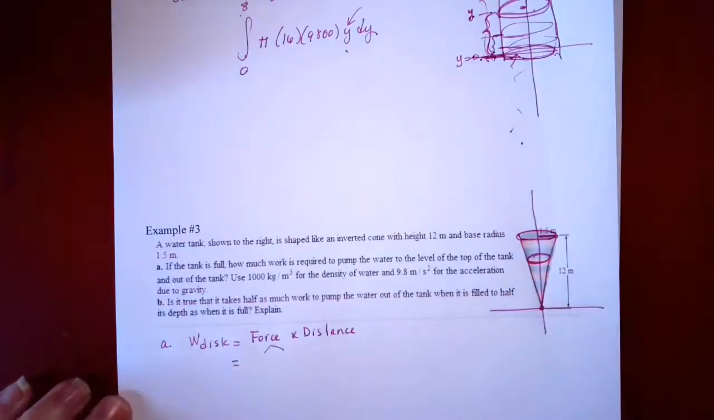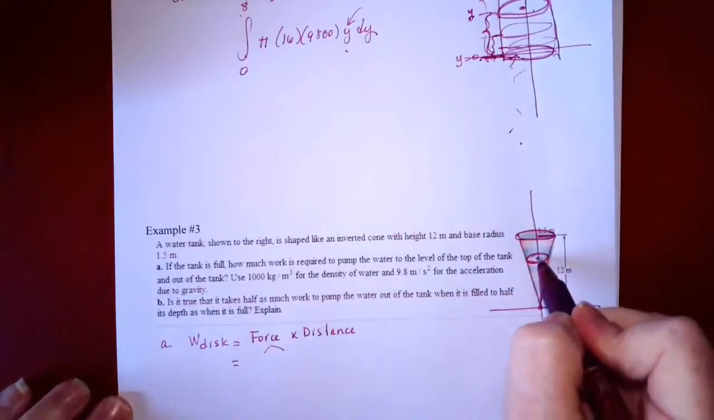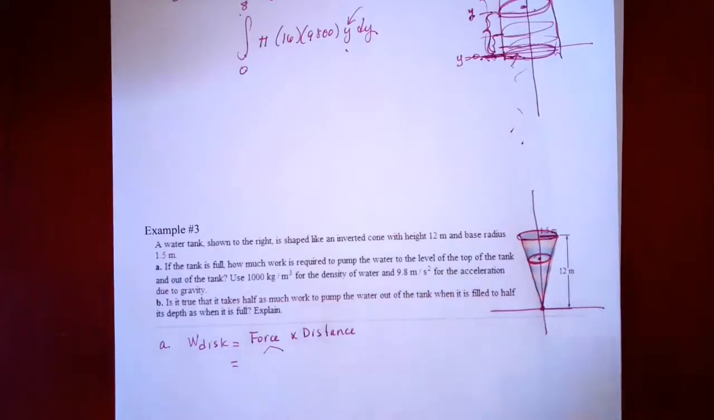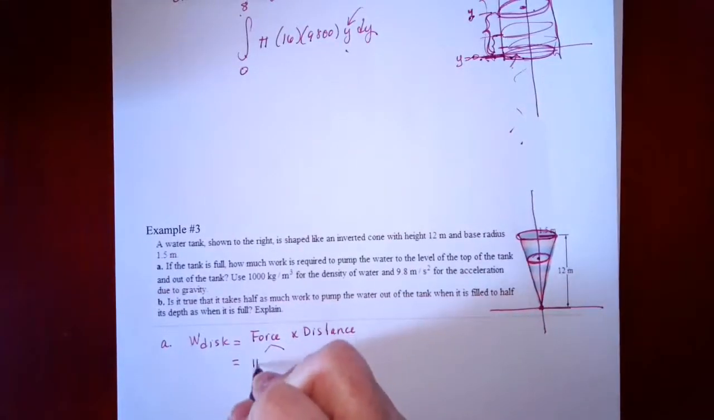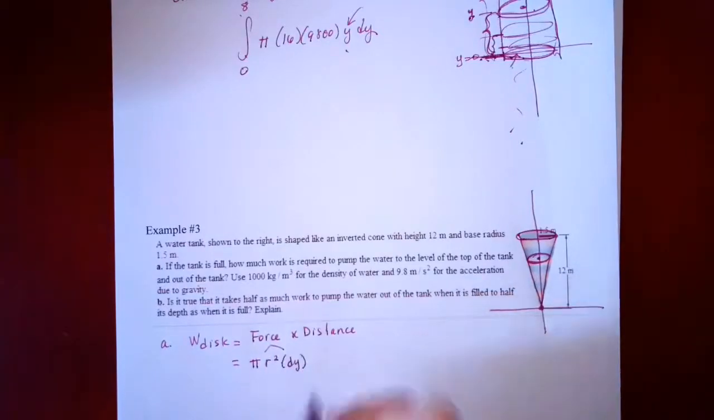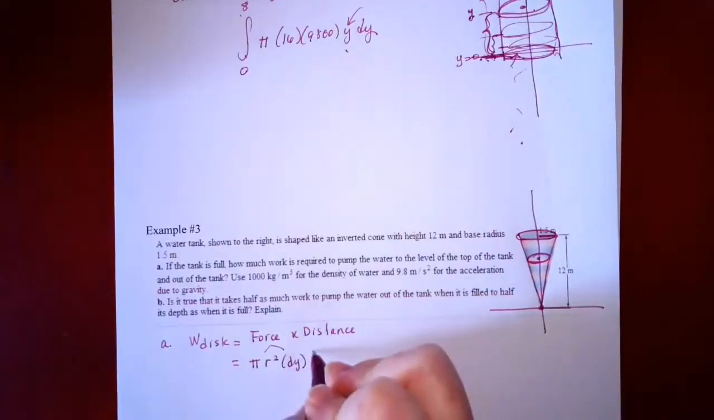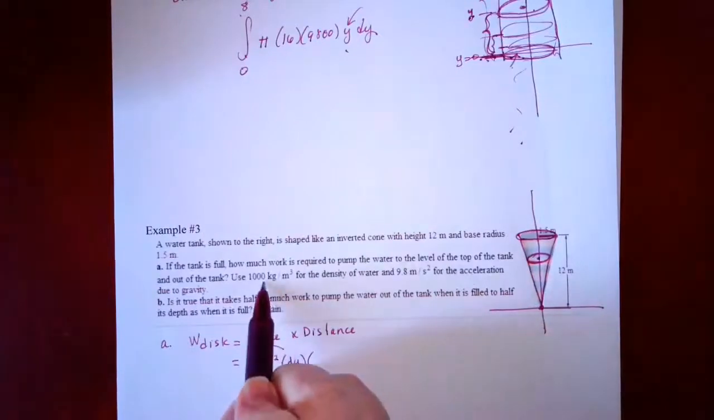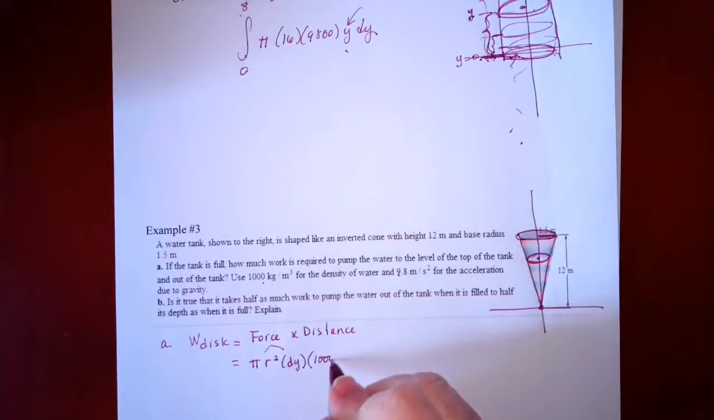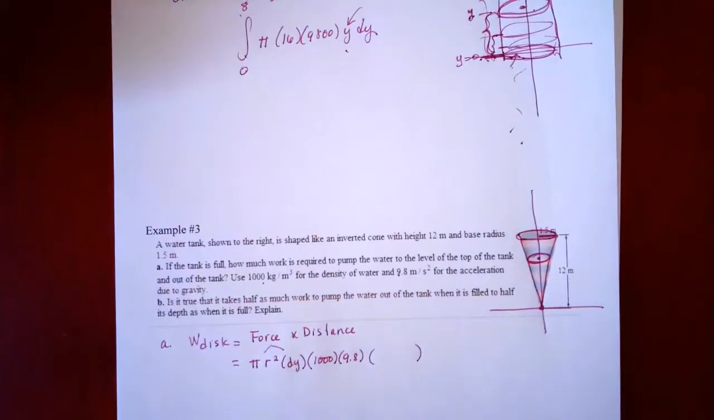And to find that force, we're just going to find the weight of that disc of water. How do you find the weight of a disk? Well, it's the volume, which is pi r squared times the thickness, which in this case is dy, times density times gravity. And then we're going to multiply by the distance that it has to travel.